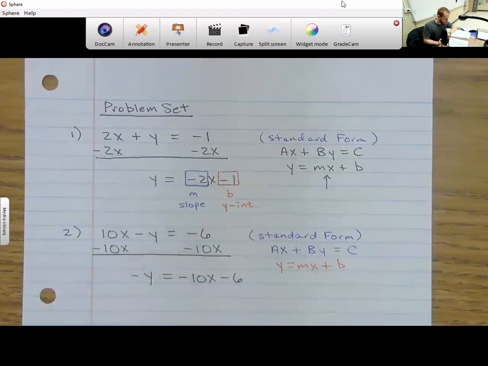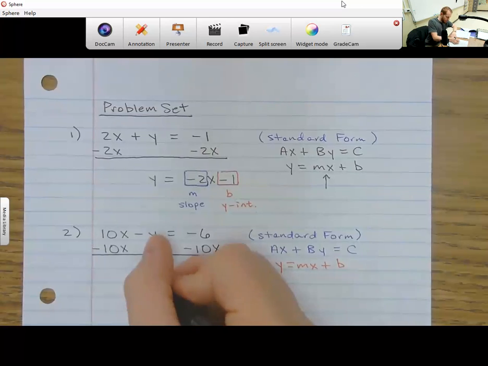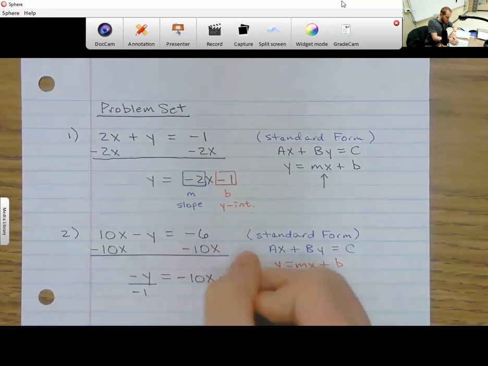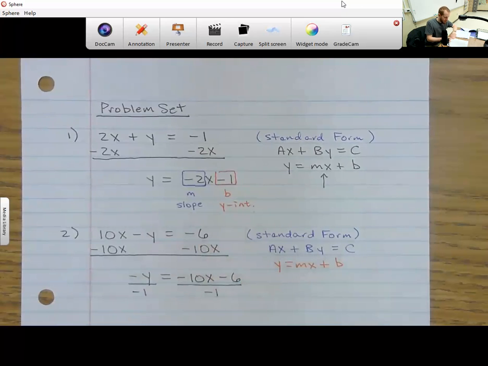That's important. So how do I get rid of a negative sign? Well, there are two ways that I can do it. I can divide both sides by a negative 1, or I can multiply both sides by a negative 1. It's actually the same way, but two different ways of doing it. So I'm going to divide both sides by negative 1 and see what happens. Okay? So let's divide both sides by negative 1.